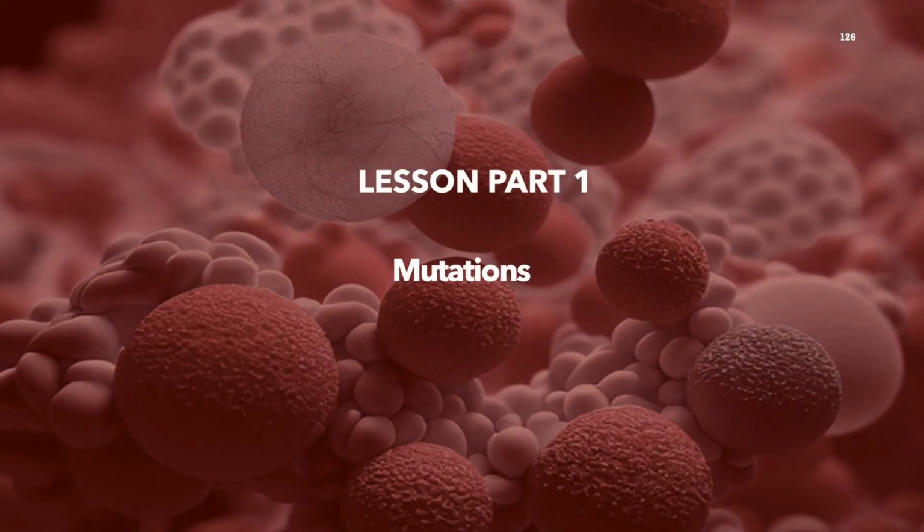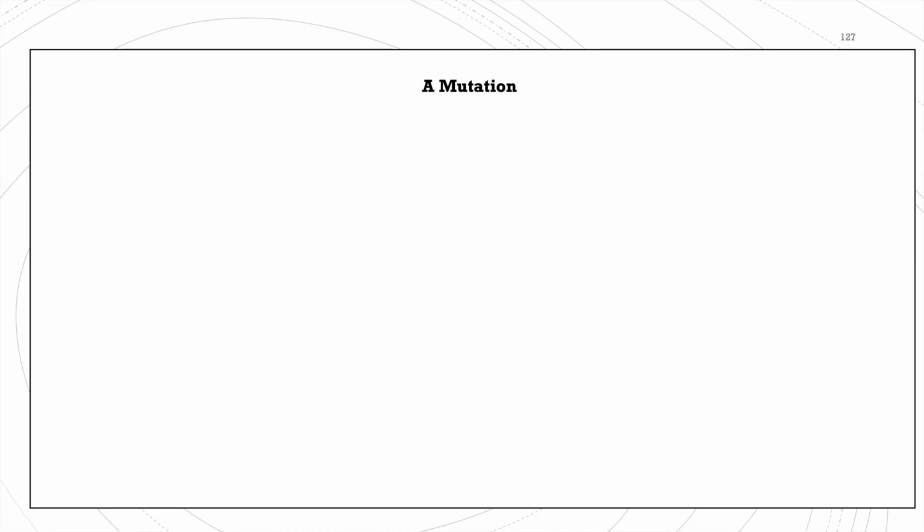In the first part of this lesson, we will be looking at mutations. A mutation. We need to define what the term mutation means. So when you speak about a mutation, we are talking about a random error that changes the structure and function of the DNA code. It is an error, meaning it is a mistake that happens, and that mistake is quite often random.